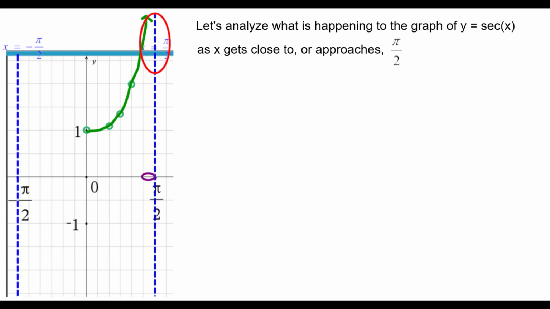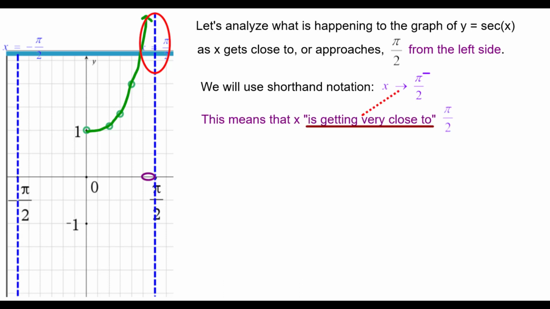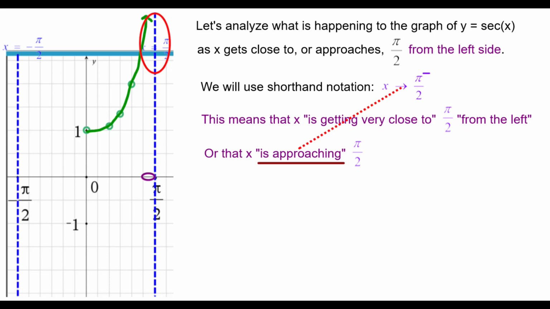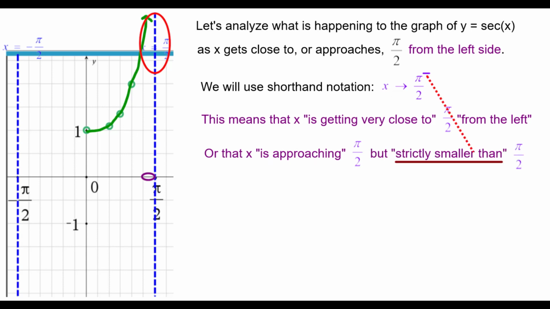Let's analyze what is happening to the graph as x approaches pi over 2 in another way, again from the left side. We're going to need some shorthand notation. We're going to use x arrow pi over 2 with a negative sign, which looks like an exponent. This means that x is getting very close to pi over 2 from the left, or that x is approaching pi over 2, but strictly smaller than pi over 2. Pause as needed.